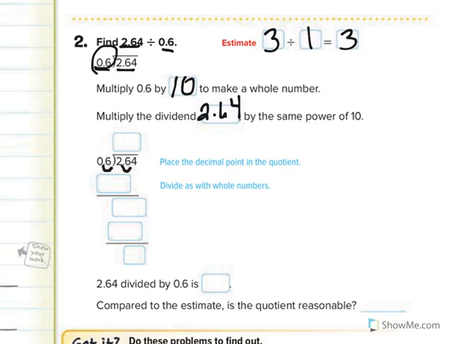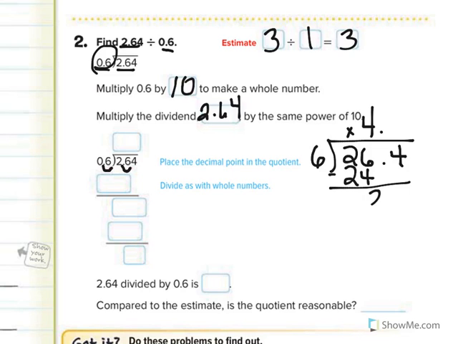and I'm actually going to rewrite the problem over here. Feel free to do this with me so that it's a little clearer to see that now my new problem is 26 and 4 tenths divided by 6. I can bring my decimal point straight up into my quotient and then begin to divide. 6 can't go into 2, but it can go into 26 4 times. 4 times 6 is 24. I subtract and I get 2.